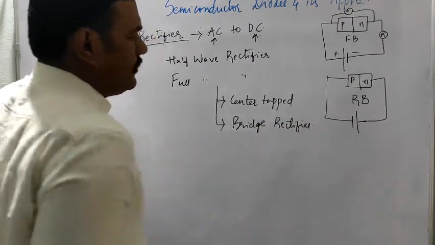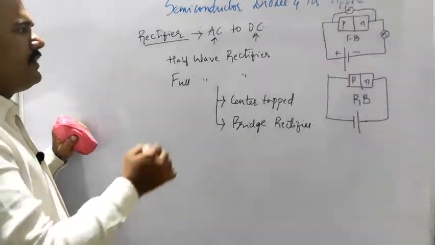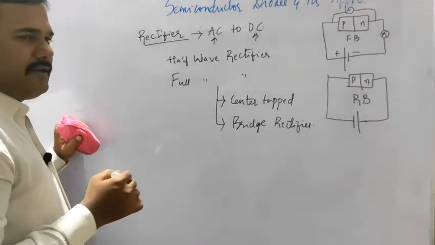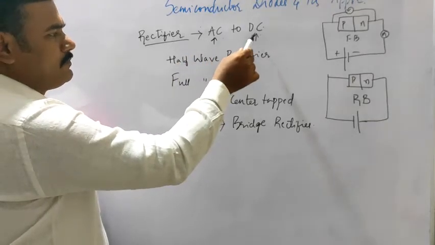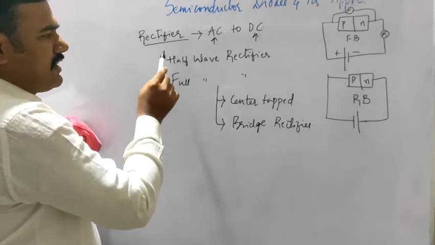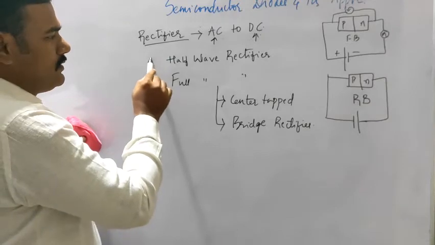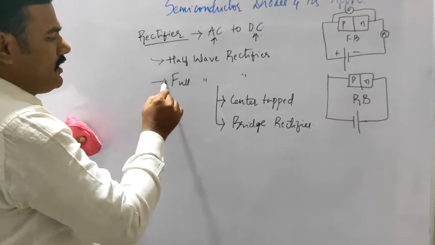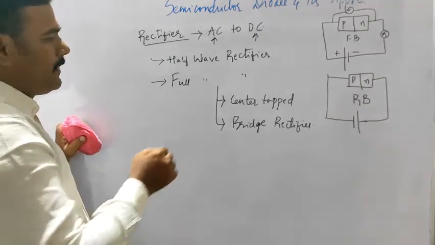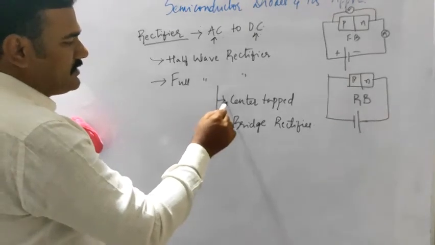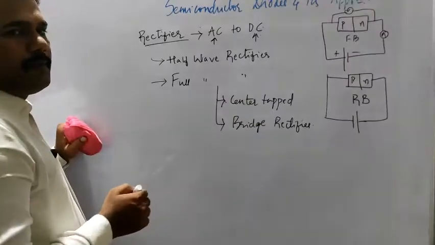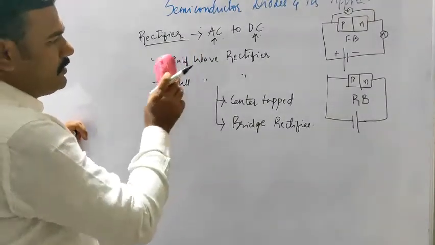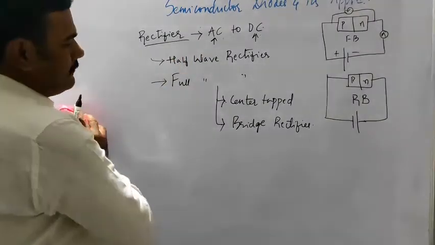Okay, so the application of diode is in a rectifier circuit. A rectifier circuit is one which converts AC to DC, and rectifiers are classified into two. One is half wave rectifier and one more is full wave rectifier. And this full wave rectifier is again classified into two. One is center tapped rectifier and one more is bridge rectifier. Now we will study the half wave rectifier.